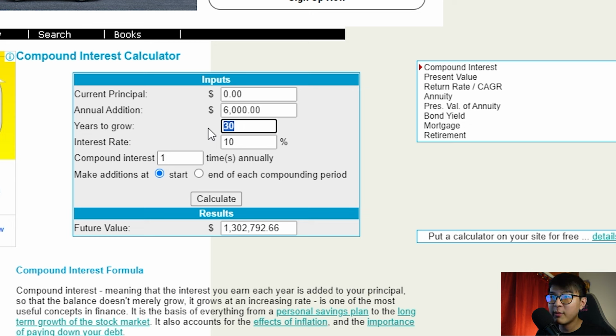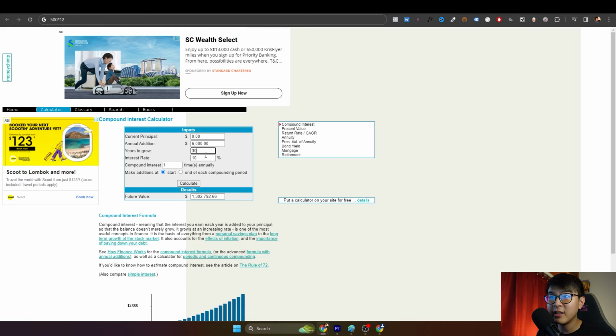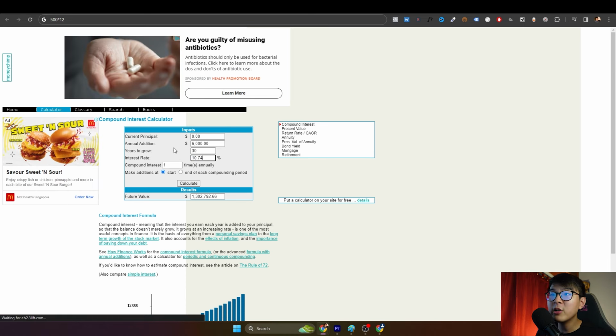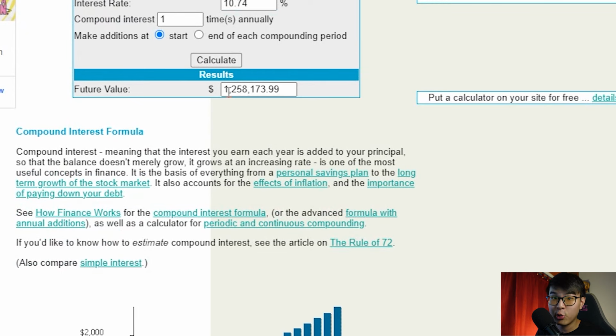Right now, I'm going to put maybe 30 years. Interest rate, let's assume that it will grow 10.7% over the next 30 years. So I'm going to put 10.74%. Compound interest, one time annually, and calculate. If you do this over the next 30 years, and you're assuming you put in $6,000 every year into the S&P 500, at the end of 30 years, you will have a future value of $1.2 million.